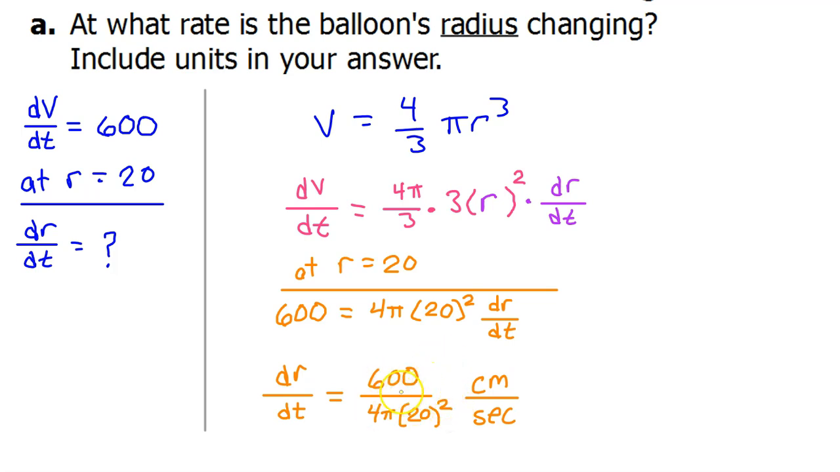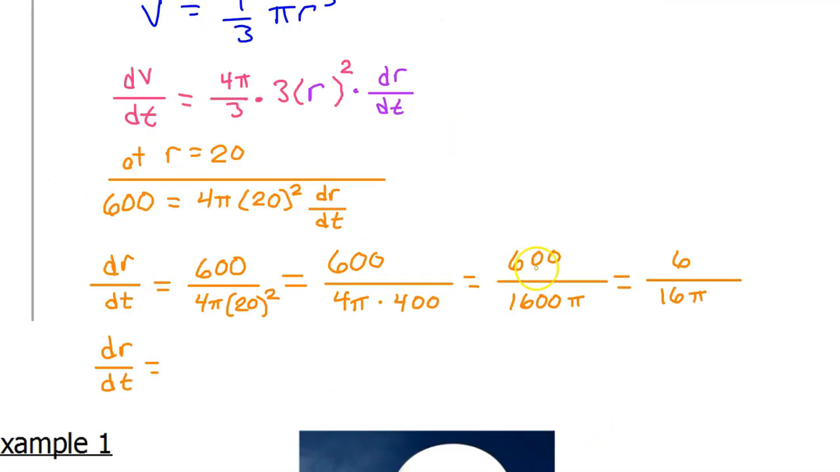However, I'm going to go ahead and simplify just in case we need this for a later part of the problem. Or if this was a multiple choice question, the answer is not going to look like this, so you do need to be able to simplify without a calculator. So, 20 squared is 400. 4 times 4 is 16, so 4 times 400 is 1,600. Dividing numerator and denominator by 100 gives 6 over 16 pi. Dividing each of these by 2 gives us 3 over 8 pi, and don't forget the units, centimeters per second.